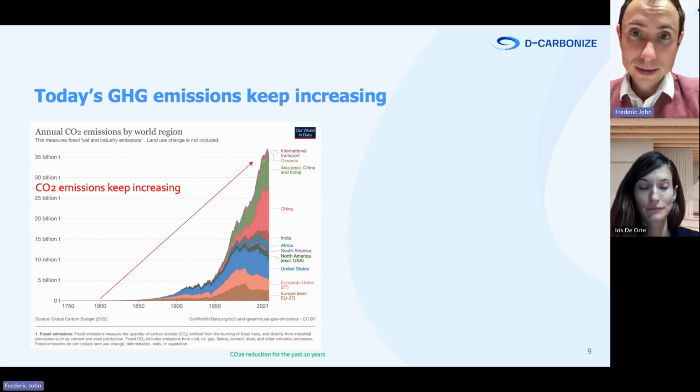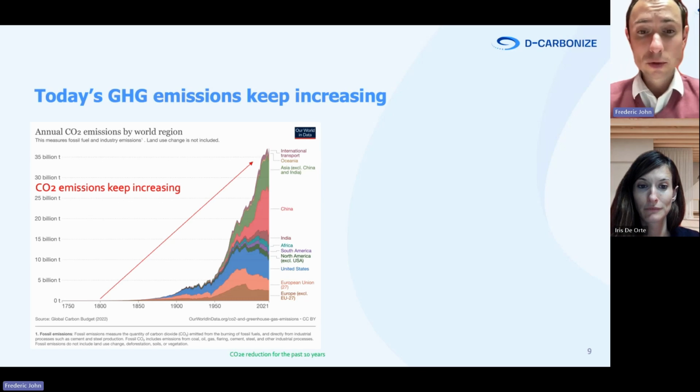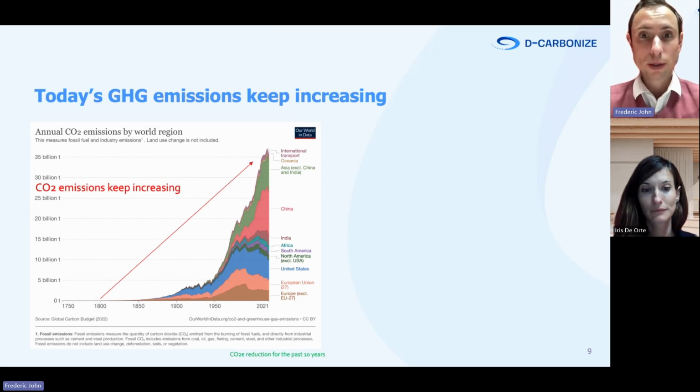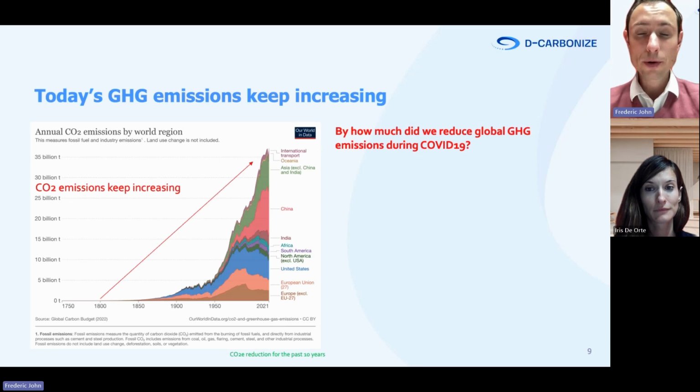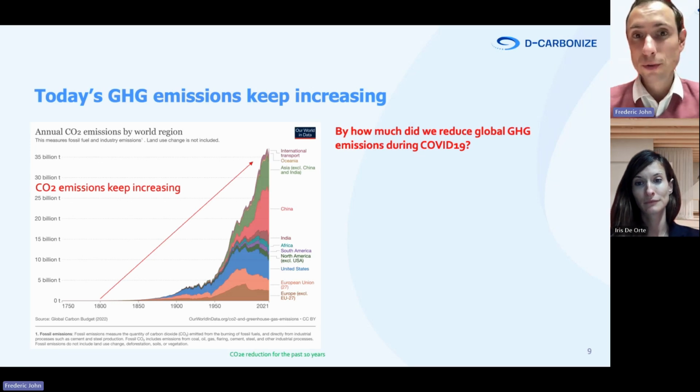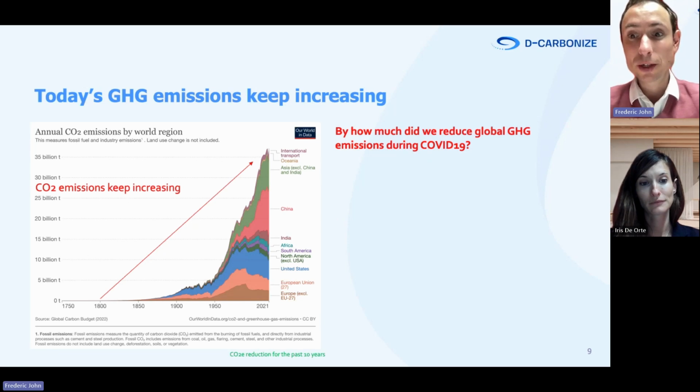Speaking of greenhouse gases, unfortunately, and you know this graph, I'm sure, better than me, it's been increasing since the Industrial Revolution. And the reason is simple: since 1850, we have been using fossil fuels. And fossil fuels, when they are consumed, emit what we call greenhouse gases. Now, a very interesting point to analyze is by how much we reduced greenhouse gas emissions during COVID-19.